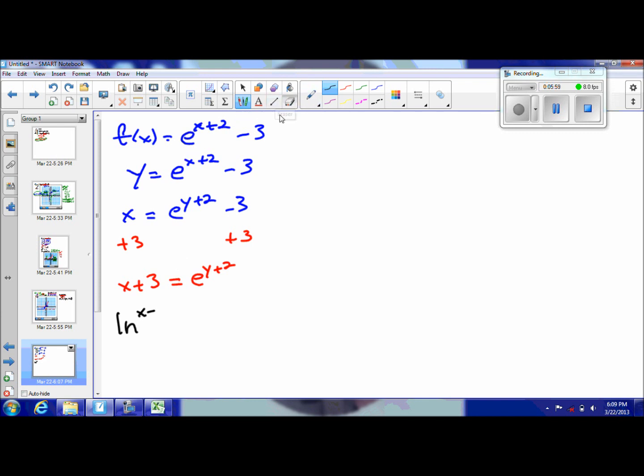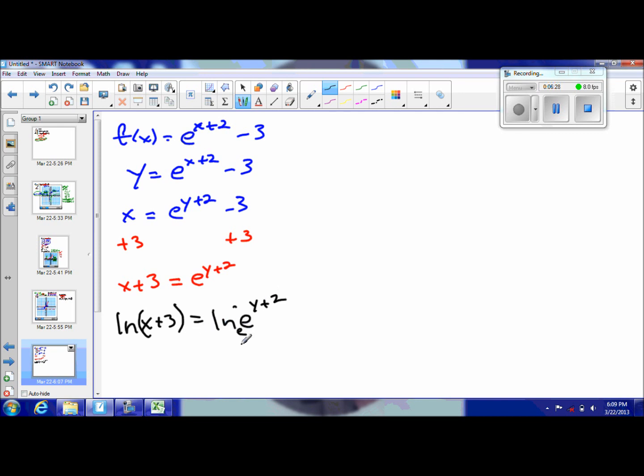ln of x plus 3. Let's not write it as an exponent. Let's write it properly. So ln, I'm taking the logarithm on the left side, of x plus 3, and I must use parentheses to make sure it's clear that the x plus 3 is the argument of my logarithm, is equal to ln of e to the y plus 2. Well, I'm going to write my little base in here.